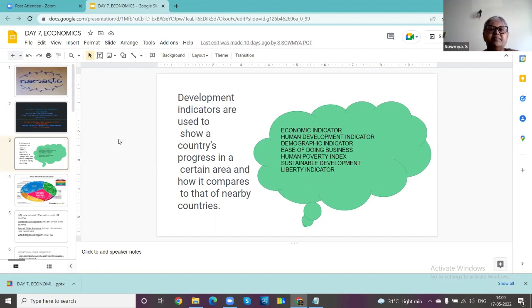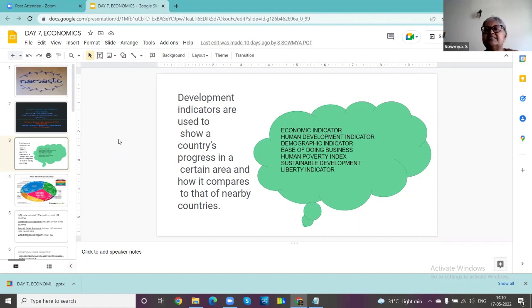Then ease of doing business, human poverty index, sustainable development, so many are there. I think we don't cover ease of doing business and human poverty index. What we cover in our curriculum is sustainable development and the liberty indicator. Sustainable development strategy is how with less pollution we provide for the future generation, and how by conserving some of the non-renewable resources we ensure resources are available for the future. All that makes up the sustainable development indicator.